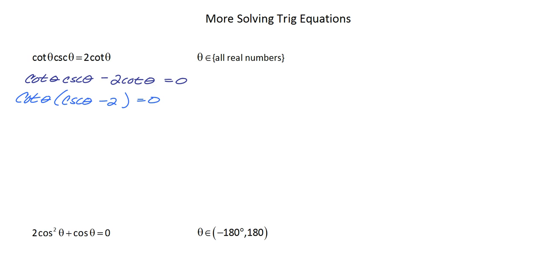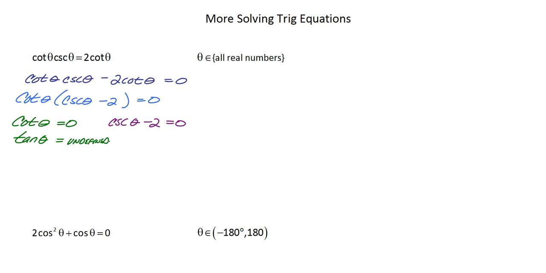Now that we have factored out, just like any other factoring problem, once you factor, you can set each individual term equal to 0. So we have cotangent of theta equals 0, and we also have cosecant of theta minus 2 equal to 0. And from there, we're just going to solve. So cotangent of theta is equal to 0. You have to think about that. That is a reciprocal, so that's when tangent of theta is equal to something that's undefined. And remember, tangent is the same as sine over cosine, so it's when cosine is 0 and sine is 1.